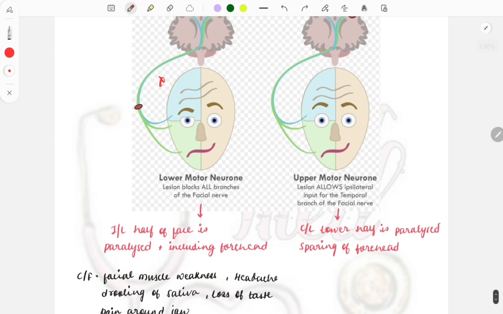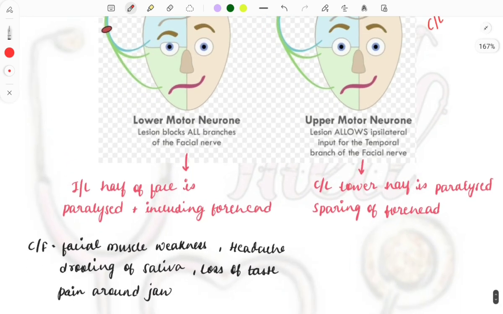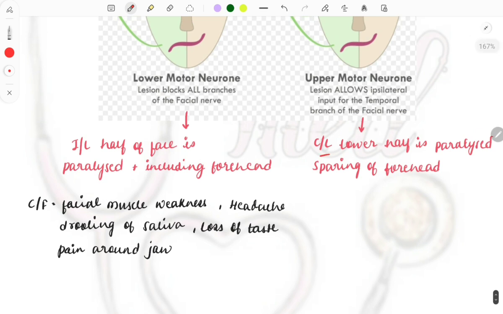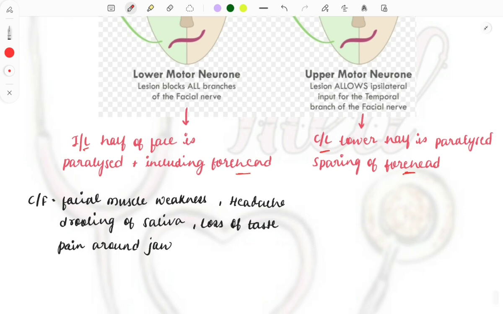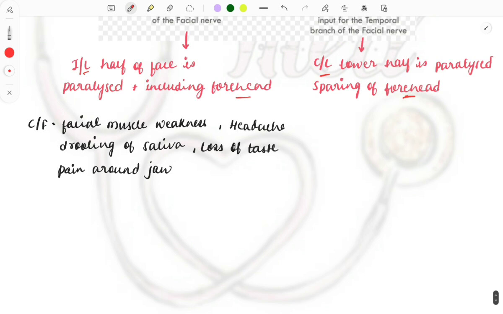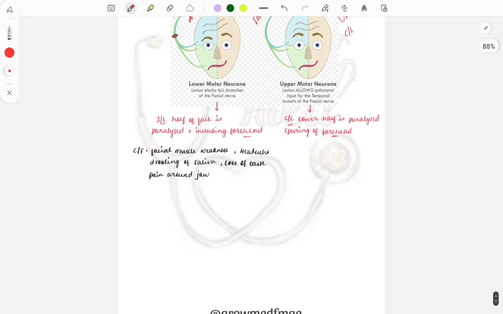In this palsy, lower motor neuron, the same part will be involved, whereas in the upper motor neuron it will be contralateral, so the opposite side will be involved. Lower face is paralyzed. Sparing of the forehead also occurs in it. So these things you need to look at: whether it is ipsilateral or contralateral, whether the forehead is involved or not, to come to the diagnosis of which type of Bell's palsy this is. Okay, and these are the clinical features associated with this Bell's palsy.